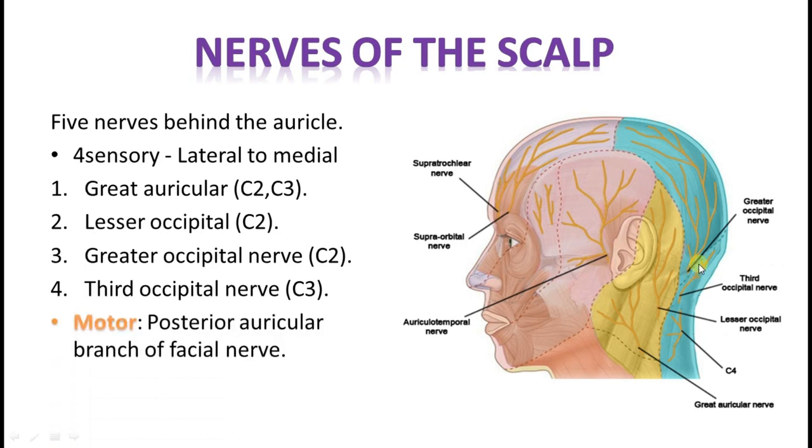The one motor nerve is the posterior auricular branch of the facial nerve. This supplies the occipital belly of the occipitofrontalis muscle. So, 10 nerves, 5 in front and 5 behind. Of the 5 in front of the auricle, 4 are sensory, they are branches from the trigeminal nerve, and one is motor which is from the facial nerve. Behind the auricle again 4 sensory, they are from the cervical plexus, and one motor nerve which is a branch from the facial nerve.